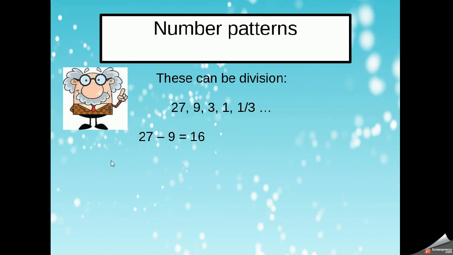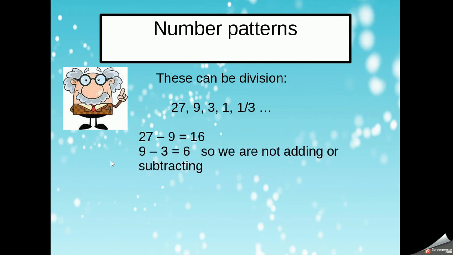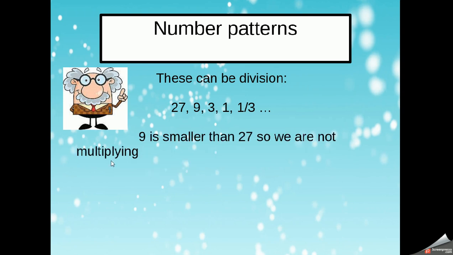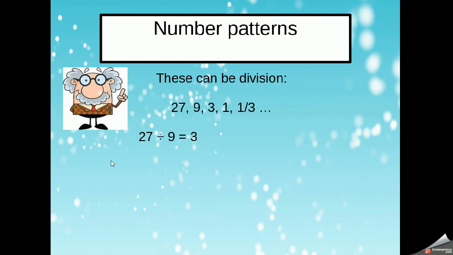Like before, we look at the difference. The difference in the first pair is 18, and the difference between the second two is 6. So we're not adding or subtracting. It's not a fixed amount that it's going down by. This time 9 is smaller than 27, so the value is decreasing. So it can't be multiplication, because multiplication would increase the amount. But I'll still carry on with that.